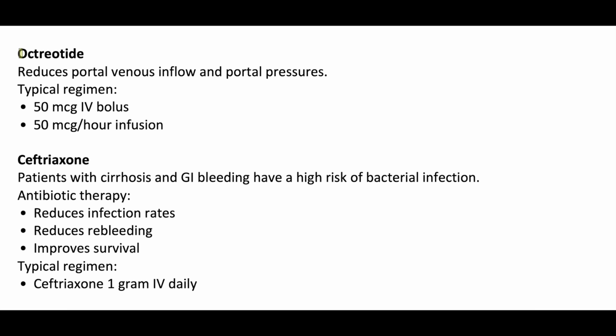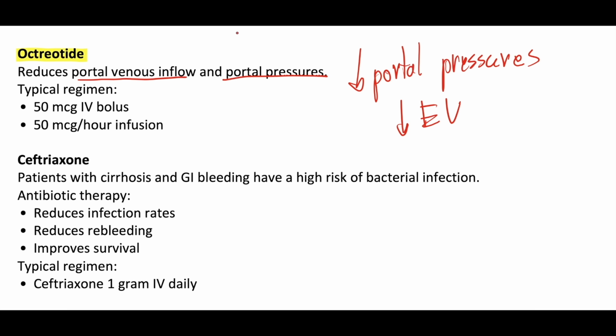But the first medication to talk about is Octreotide. So Octreotide reduces portal venous inflow and it reduces portal pressures. And as such, anything that decreases portal pressures is going to decrease the variceal bleeding. All right. So Octreotide is one of the mainstays of therapy. People talk about 50 micrograms bolus with then an infusion, and this should be given for all patients with any suspicion of variceal bleeding.